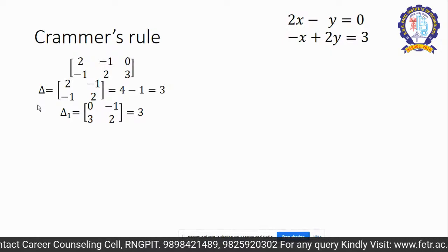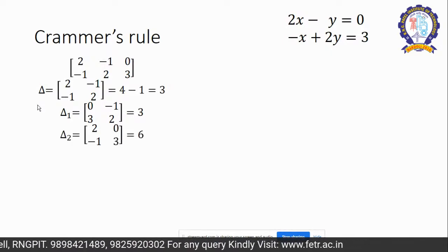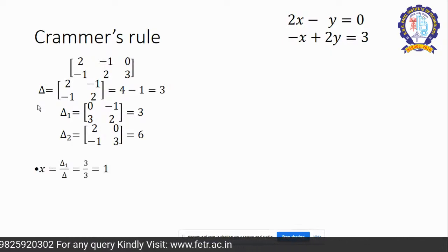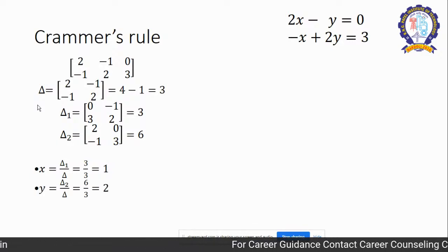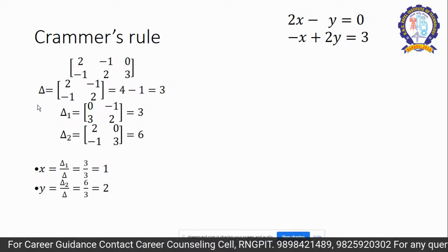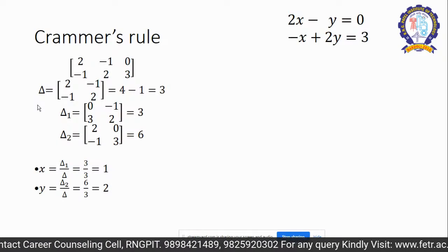Similarly, delta 1 we can calculate, and similarly we can calculate delta 2. x is equal to delta 1 upon delta, which is nothing but 3 by 3, equal to 1. y is equal to delta 2 by delta, which is 6 by 3, equal to 2. This gives the solution of the system of equations.